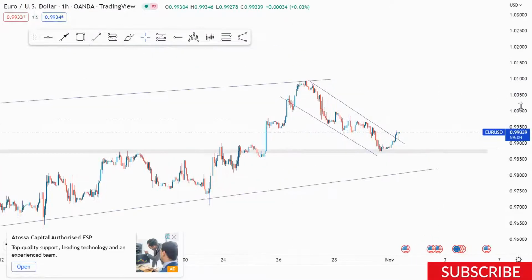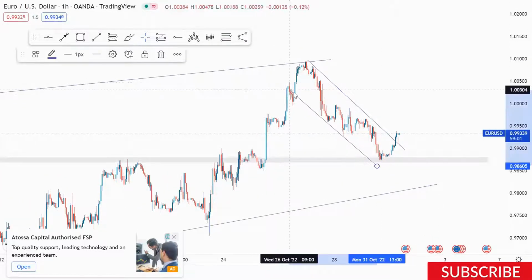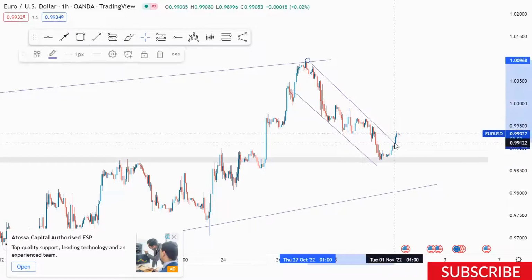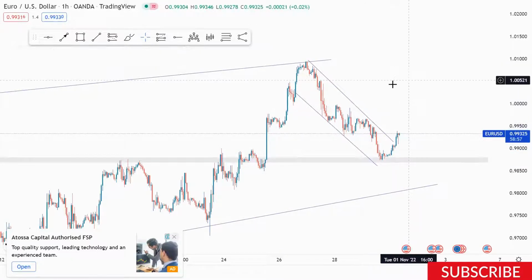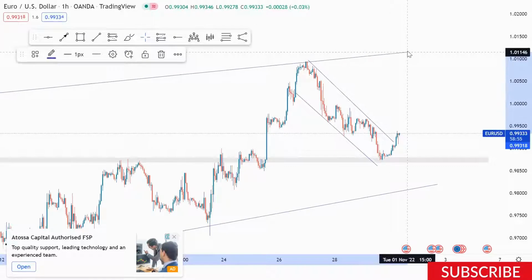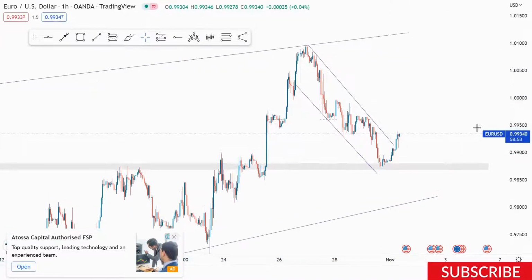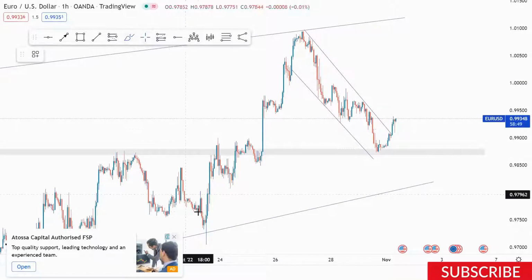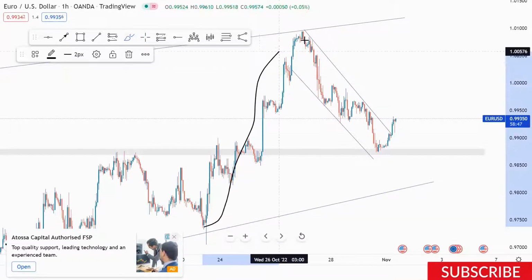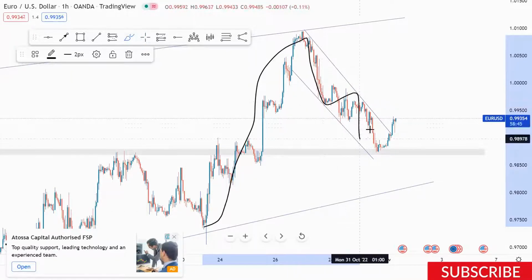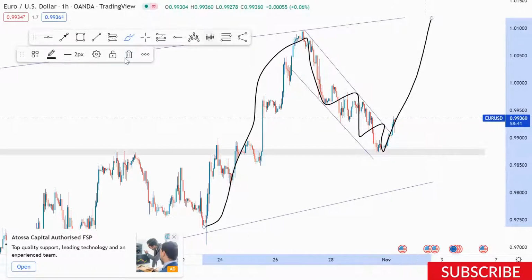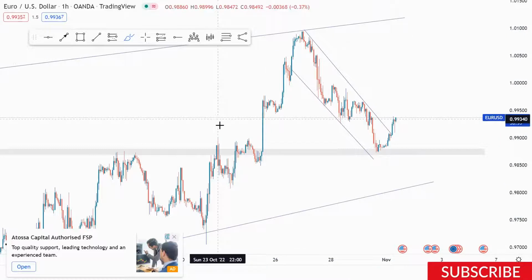So dropping it to the 1 hour time frame, guys, and we have that. So if Euro USD is to go to the upside, that will happen in this case. If this is an impulse move, then this is a correction. So what's next is continuation to the upside. That's what I see, because after every impulse move, we get a correction.